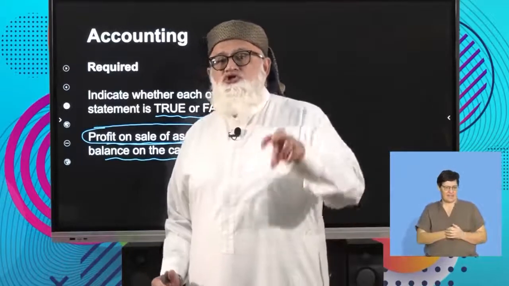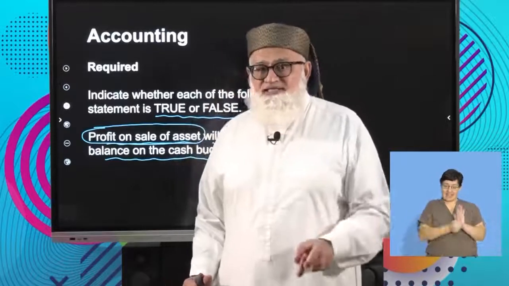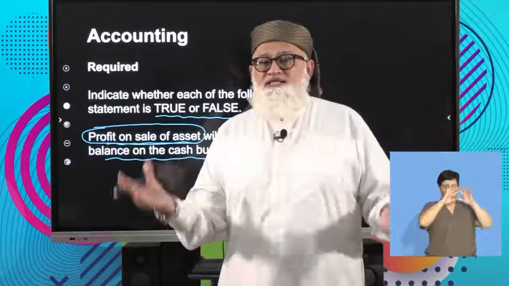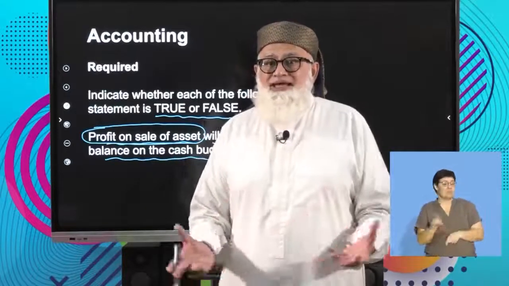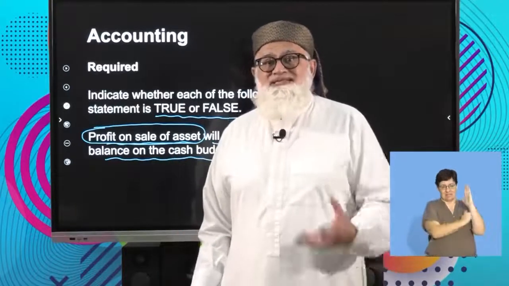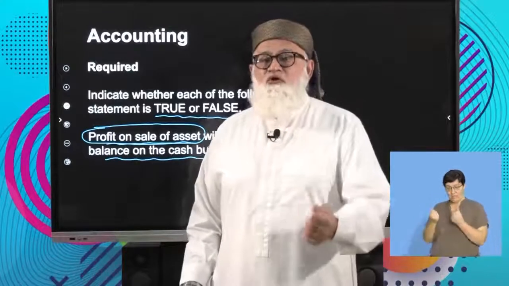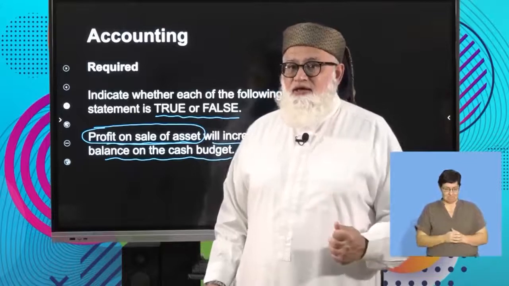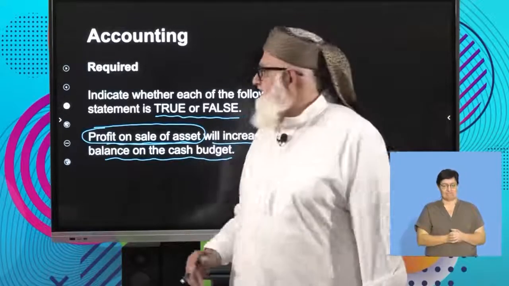Why? Because the profit on sale of asset is recorded in my statement of comprehensive income, also known as my income statement, whereas the actual selling price of the asset is recorded in my cash budget. Okay, clear? Got that? Brilliant. Let's move on.